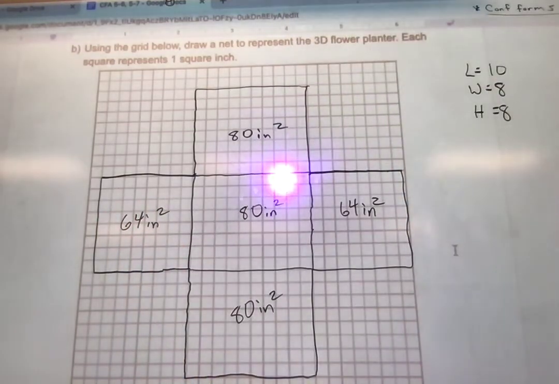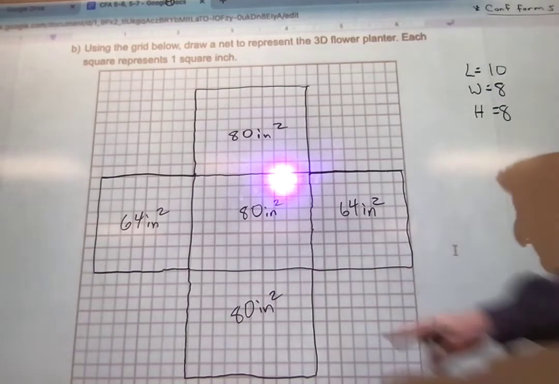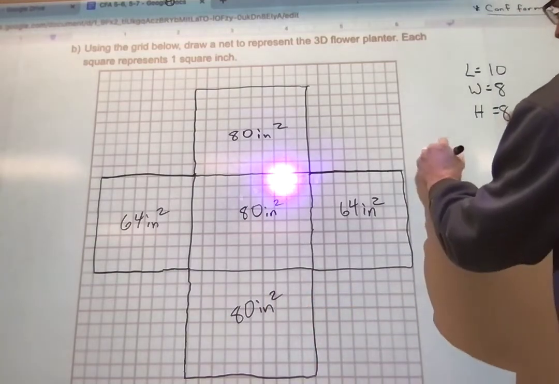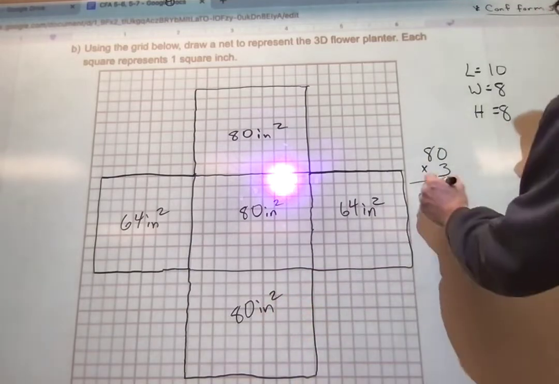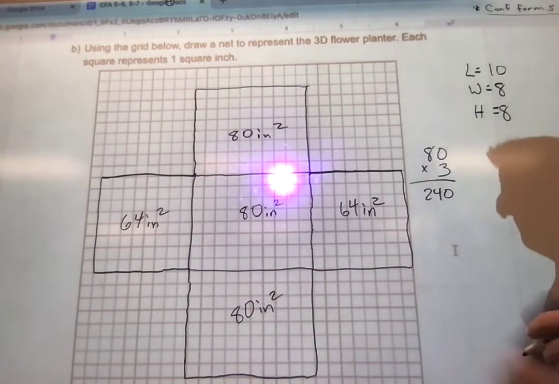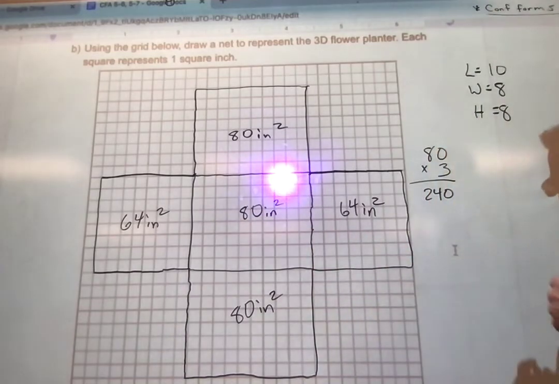All right, so basically all I have to do now, these nets help me. I can add all these up, and I know how much the area is to cover all of these. Okay, so I'm going to do it in steps here. I'm going to do 80 times 3 because there's 3 of them that are 80. And I know that's 240. And then I have the 2 64s are my other 2. And 64 and 64 is 128.